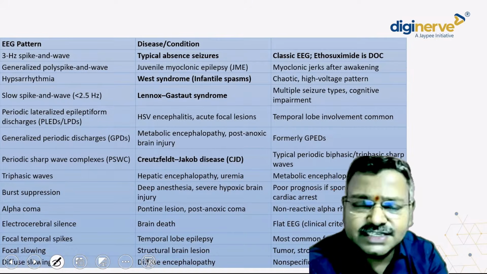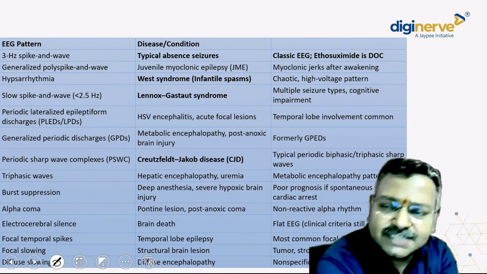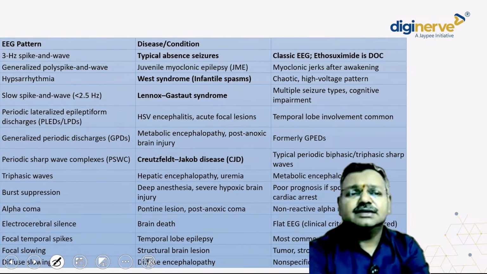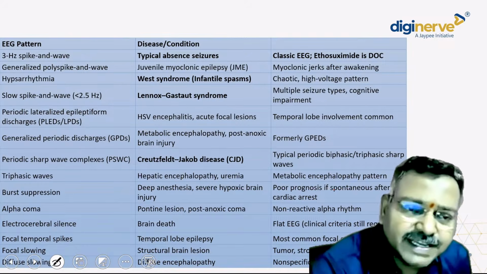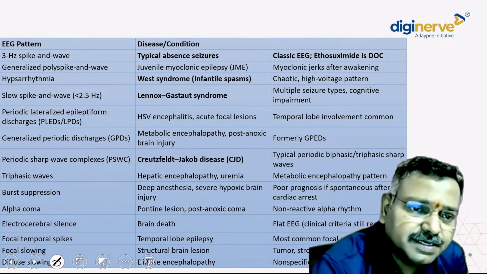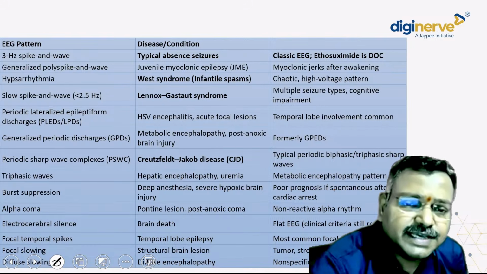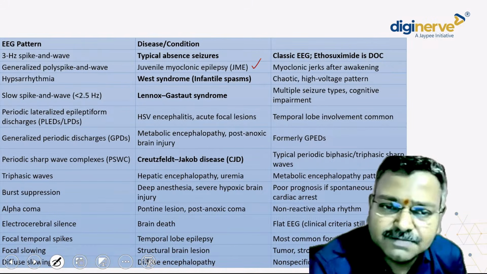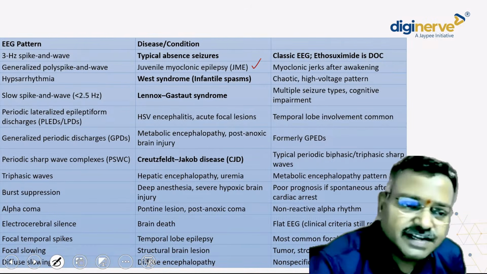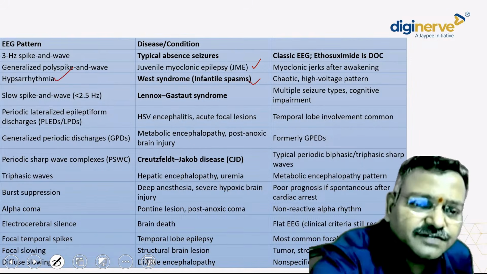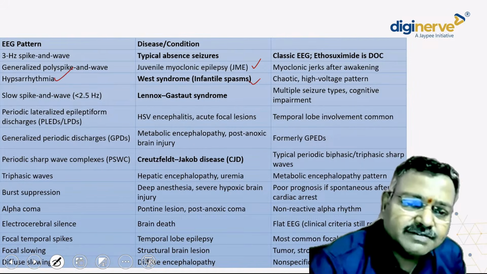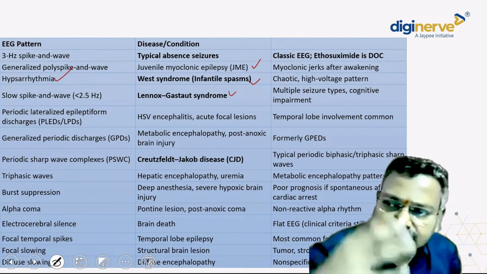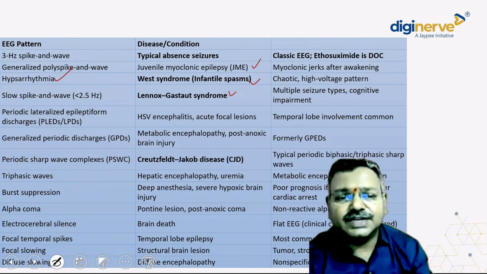So various EEG patterns. Absence seizures, something very commonly asked: you get something called a 3 hertz spike and wave pattern. That's something that you remember. Generalized polyspikes is juvenile myoclonic epilepsy. Hypsarrhythmia, again a very common MCQ, in case of West syndrome. Slow spike and wave in Lennox-Gastaut syndrome. These are all syndromic epilepsies that you can get.